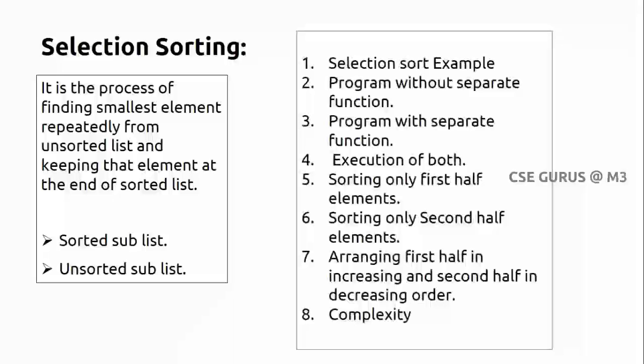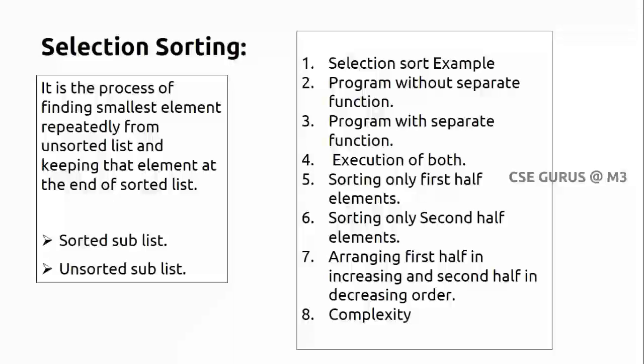Of course what is a program? A C program without a separate function, and with a separate function. We have to define a function, right? So how to get a program with a separate function, or we can write it in the main function directly. That is not a big deal. And execution, of course I execute both.